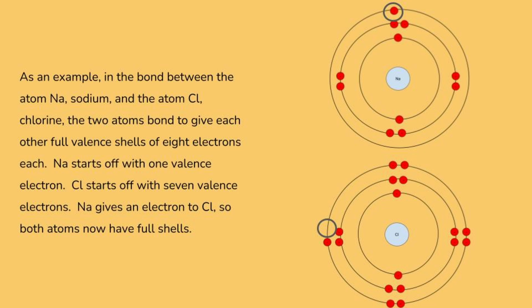As an example, in the bond between the atom Na, sodium, and the atom Cl, chlorine, the 2 atoms bond to give each other full valence shells of 8 electrons each. Na starts off with 1 valence electron, Cl starts off with 7 valence electrons. Na gives an electron to Cl, so both atoms now have full shells.